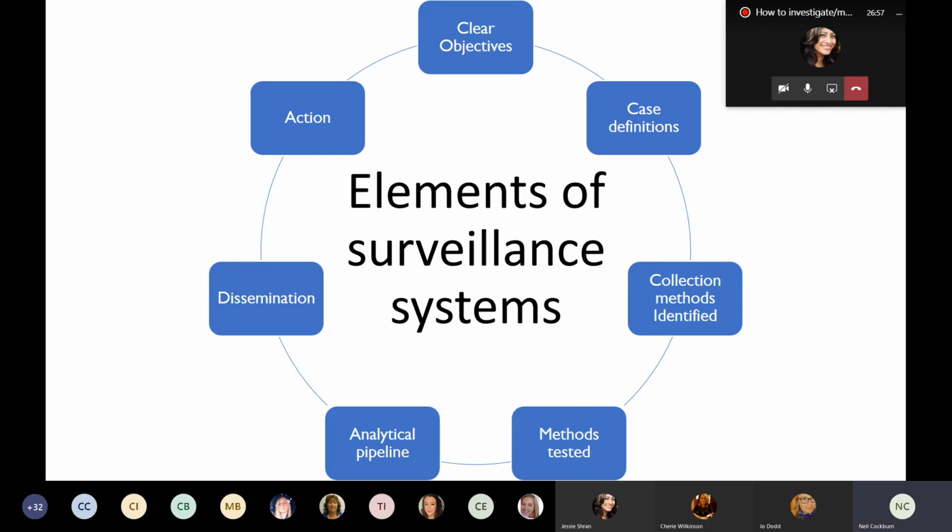Then we need to work out what we are going to do with the data. How do we analyze it? How do we know if cases are going up or down? How can we be confident with that? Who do we share it with? And how do they act on it? All of these things should be in place before we start the surveillance system, collecting that information and working out whether we implement it and work through all of that.